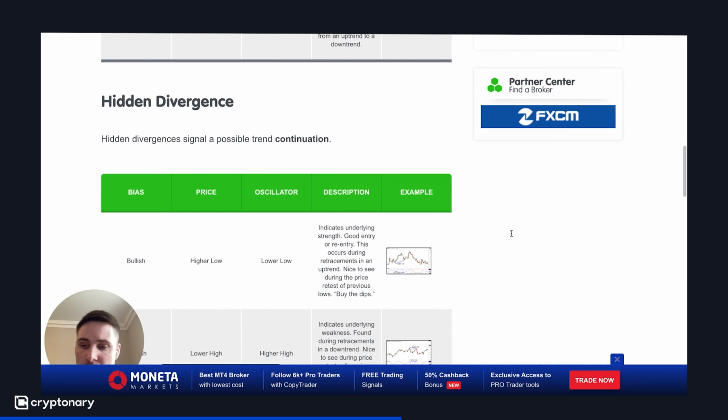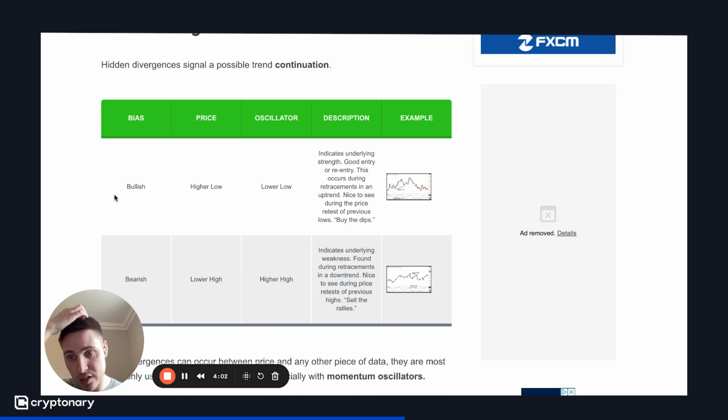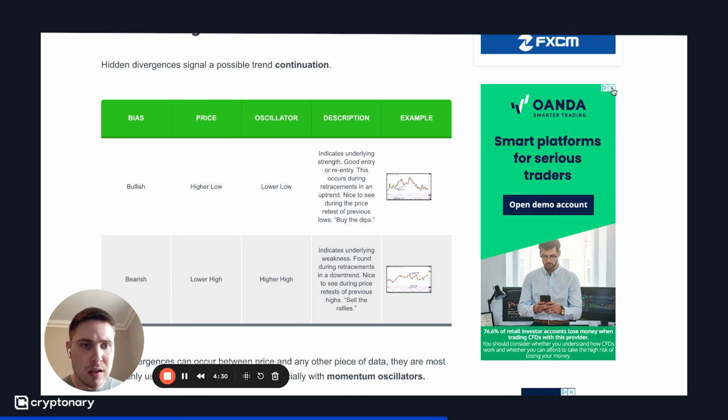So if we look at hidden divergence, a bullish hidden divergence is a higher low in price but a lower low on the oscillator. You have to really zoom in to see this. I'll use this example rather than trying to go find some from the chart. But essentially, that's a higher low in price but a lower low on the oscillator. That would actually be bullish as a signal. So if you saw that, you would then expect the market to potentially run higher from there.